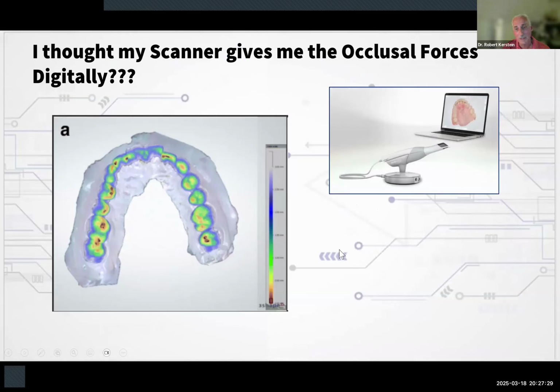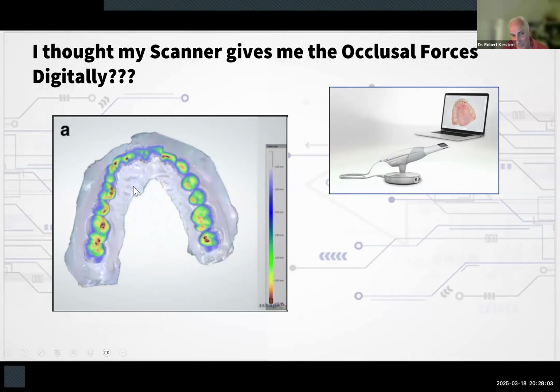Now, let's talk about some of these other things that are confounding all of your understanding of occlusion in the modern digital era. Everybody thinks their scanner gives them the occlusal forces with these color-coded occlusograms, right? Again, what these are, so you understand, is contact proximity scales. So in other words, there's closeness where there's reddish colors in this version. And as you get through the greens and the blues, the areas of the teeth become further apart, right?